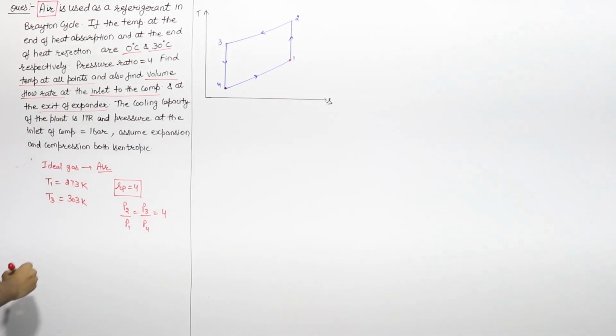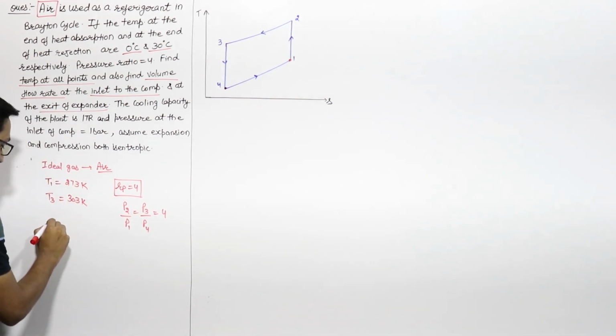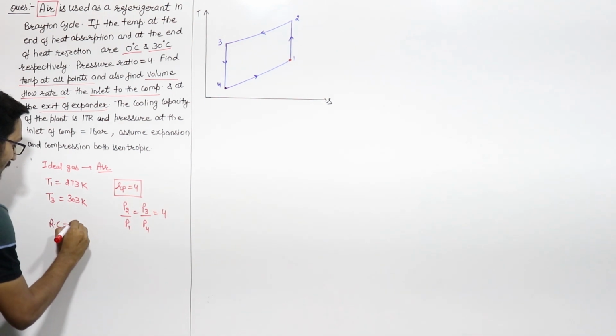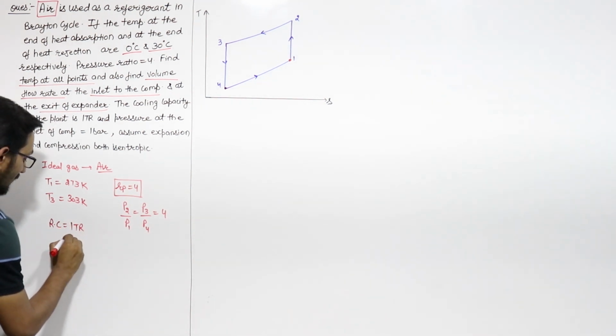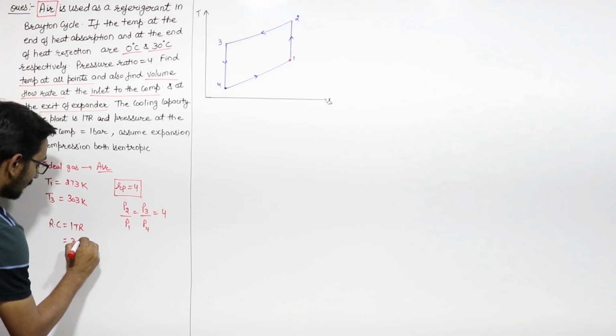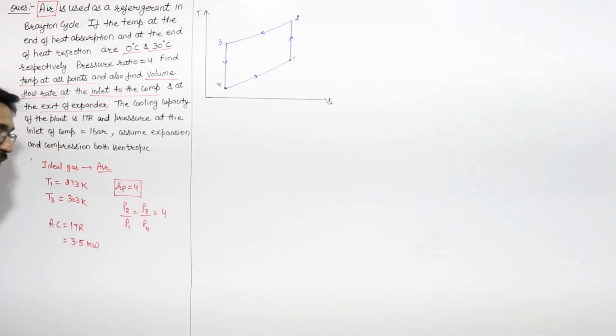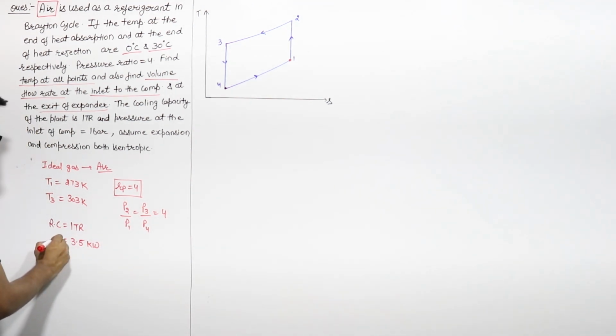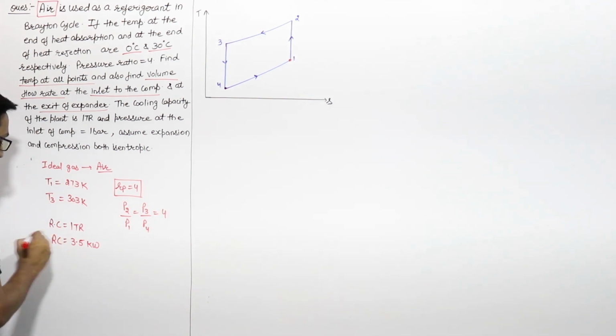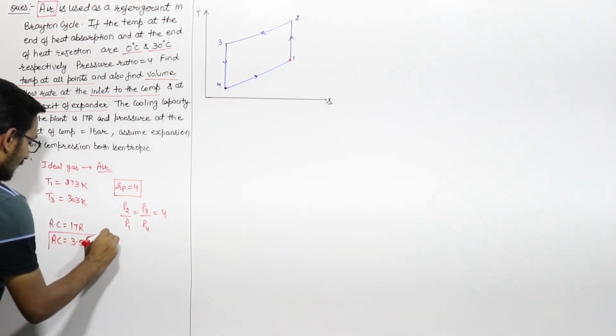Cooling capacity of the plant is 1 ton of refrigeration. Refrigeration capacity is given as 1 ton of refrigeration, that will be equal to 3.5 kilowatt. We know 1 ton of refrigeration is 3.5 kilowatt. So the refrigeration capacity of this plant is given as 3.5 kilowatt.